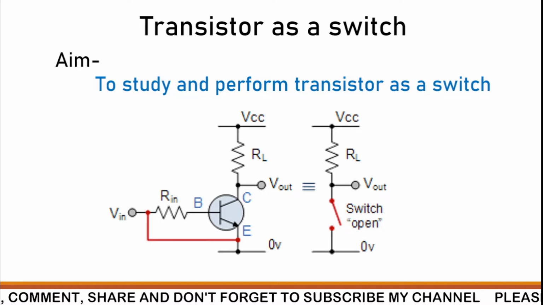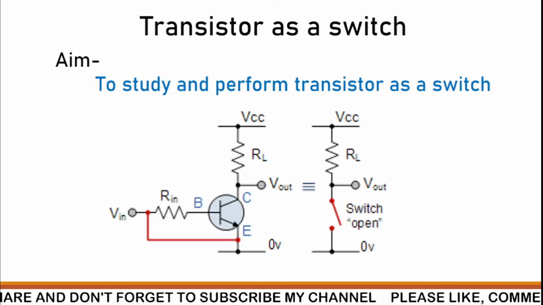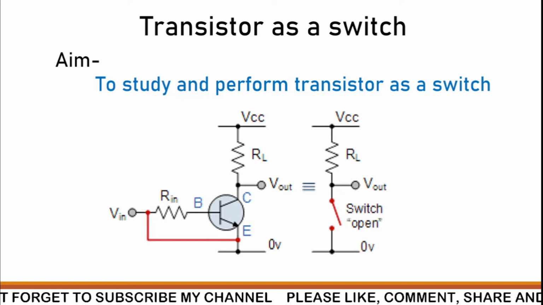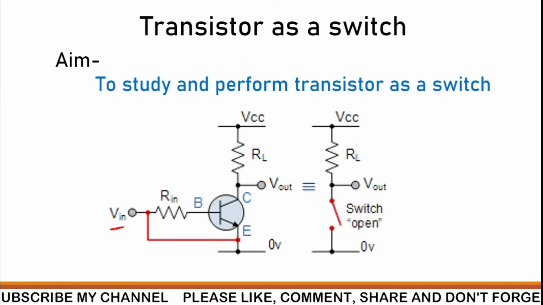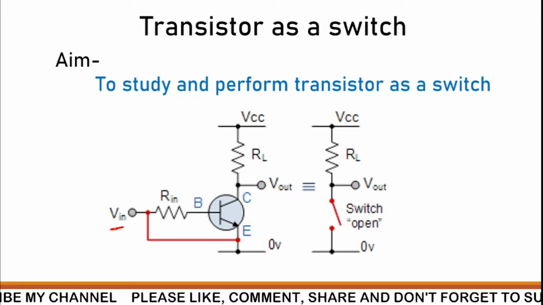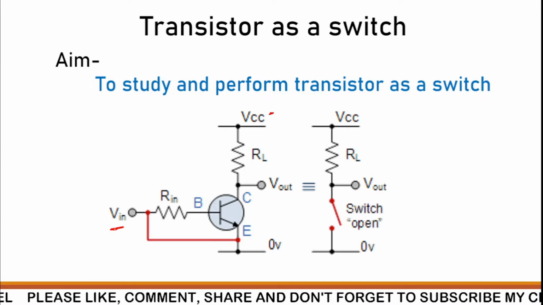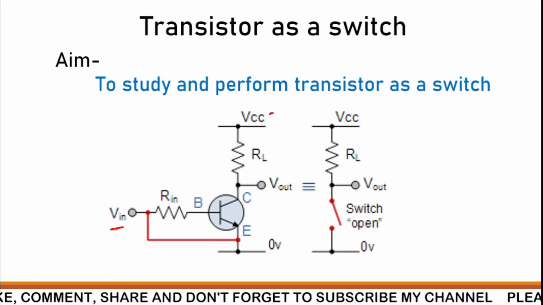You can see here this is a transistor. This transistor is a common emitter transistor. The emitter is common at the input as well as at the output side, where the input is connected at the base terminal, and the VCC supply is connected at the collector terminal. So what we are going to do is find out how this transistor is to be used as a switch.